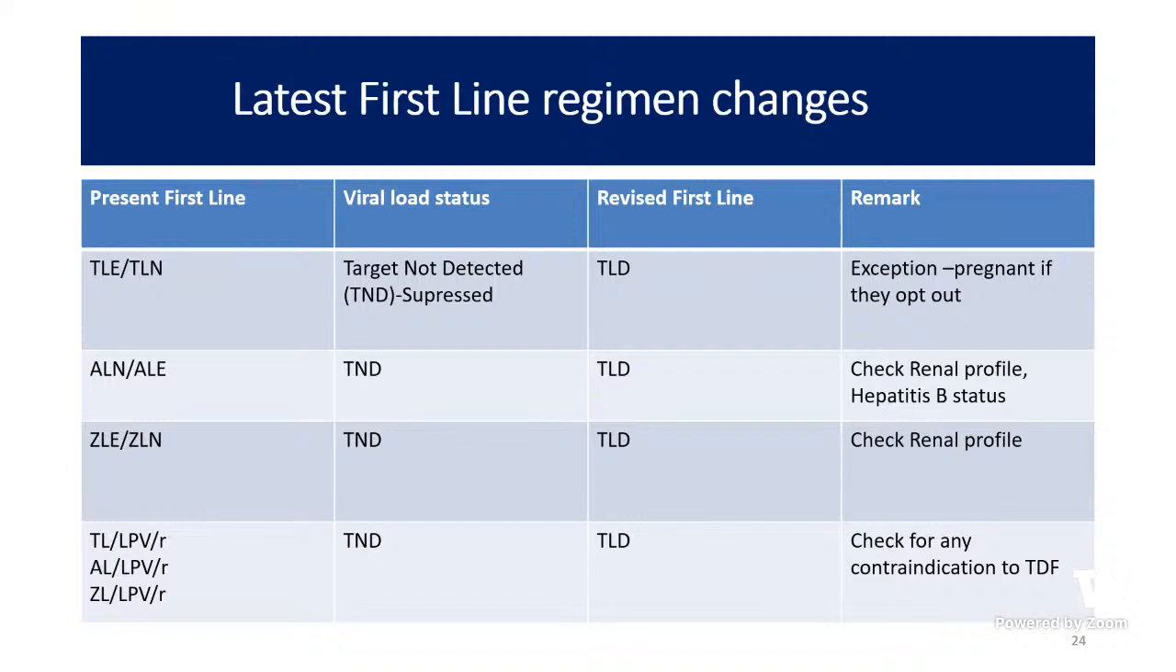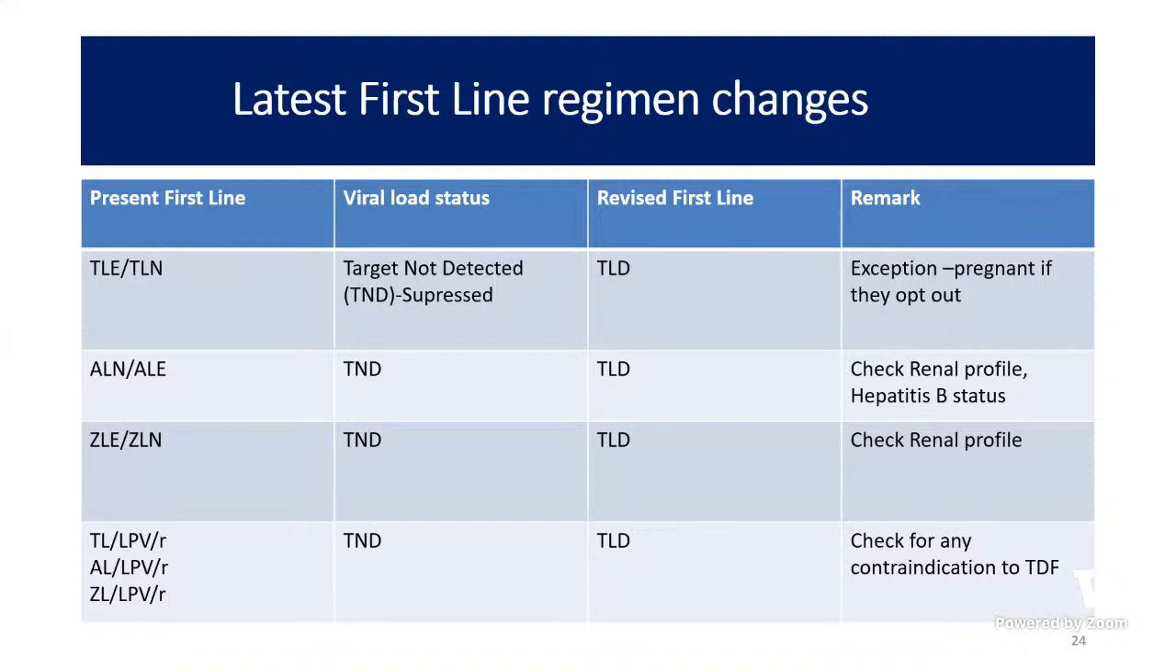Now, if we are going to TLD, in the first row, we have to see if the mother is pregnant or about to plan her family, then she has the right to opt out. If we are shifting from ALN to TLD, we have to check the renal profile and the hepatitis B status, because we know that tenofovir and lamivudine are both active against HIV and hepatitis B. If at any point of time we are withdrawing tenofovir, there is a flaring of the hepatitis profile. So from ALN to TLD, we will also check the hepatitis B status. Here we are introducing tenofovir, so that flare doesn't arise. Generally, moving to TLD, we will also look into the renal profile, because we know that tenofovir causes proximal tubular nephropathy, and on a long-term basis this may lead to renal damage.